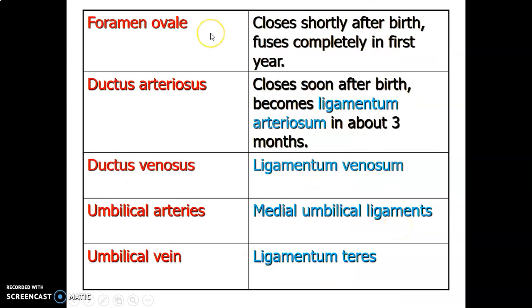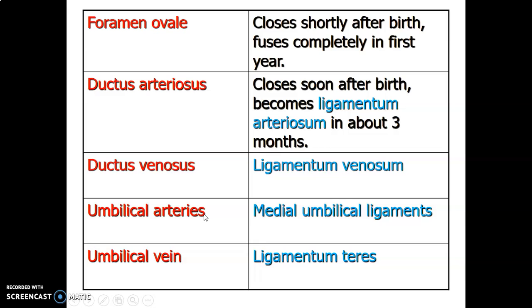So postnatally, what happens? Foramen ovale closes shortly after birth, okay? It starts closing shortly after birth and completely by the first year. Then ductus arteriosus, what happens to it? It closes after birth. By 3 months, it has closed, and it now forms the ligamentum arteriosum. Ductus venosus closes, degenerates, and becomes the ligamentum venosum of the liver.